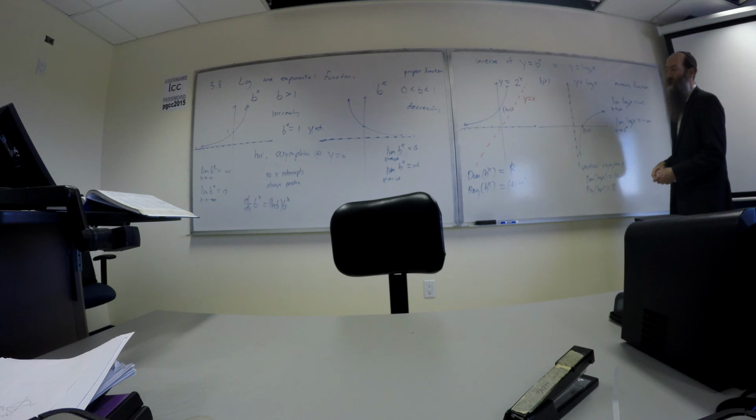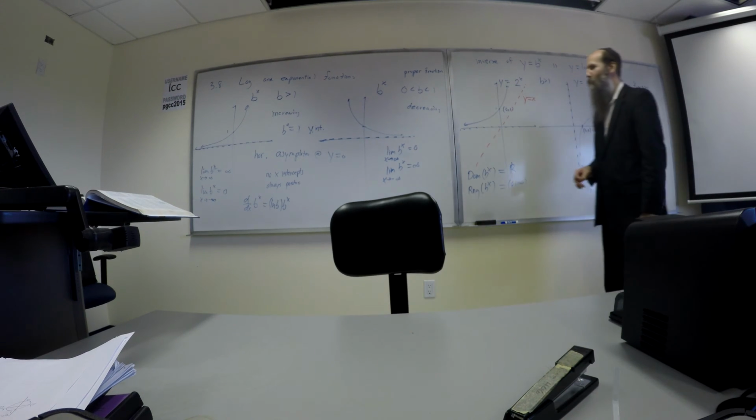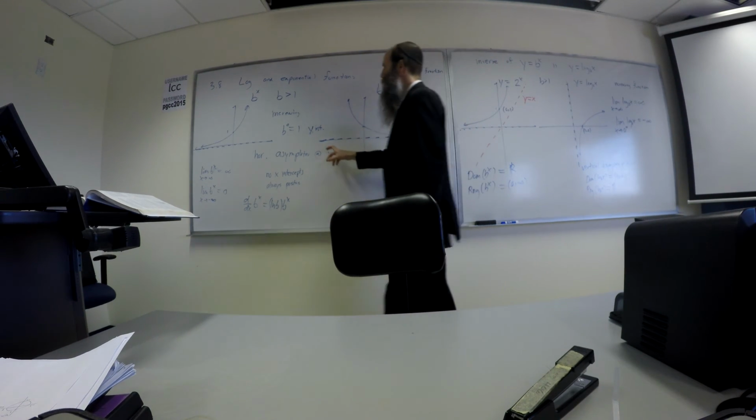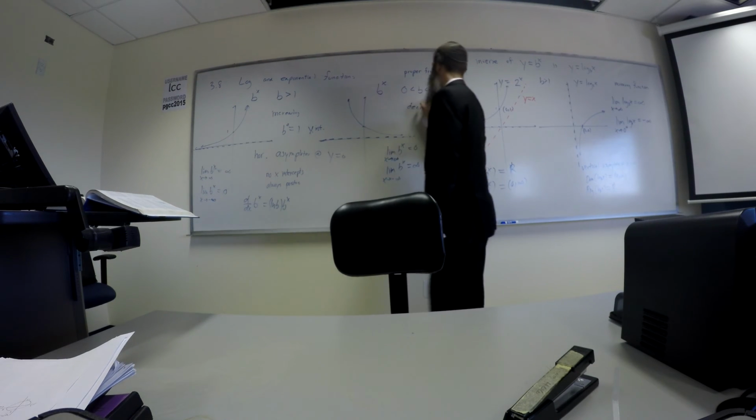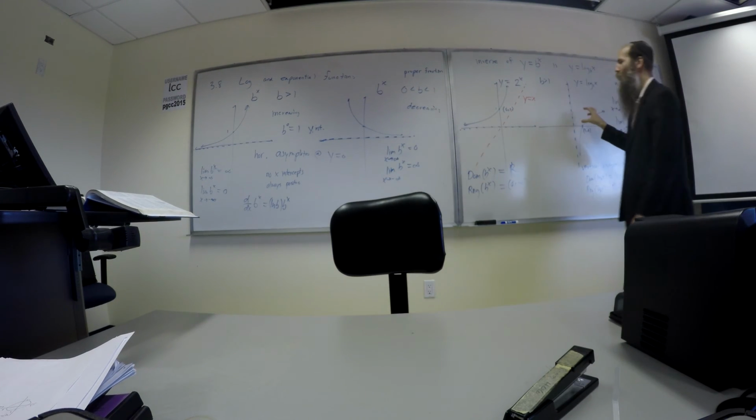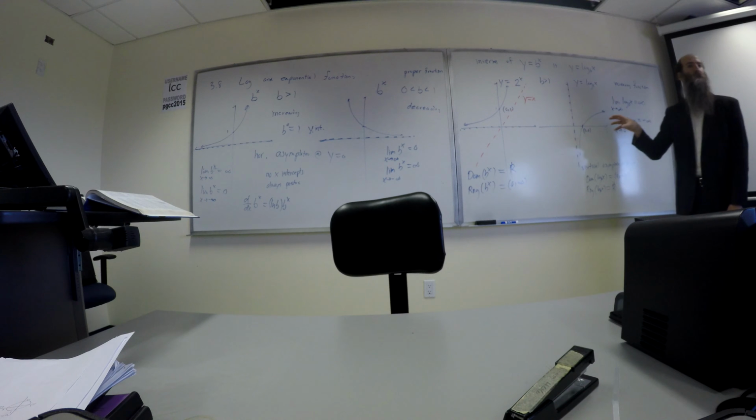So now, what would change? I really don't want to draw the other picture. If you want me to, I will. What would change if b were between 0 and 1? How would the picture of logarithm change if the base were a proper fraction?